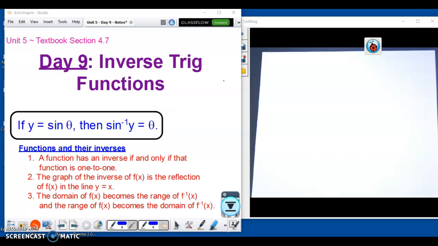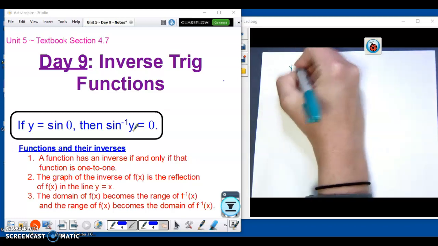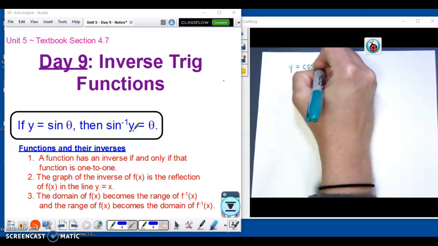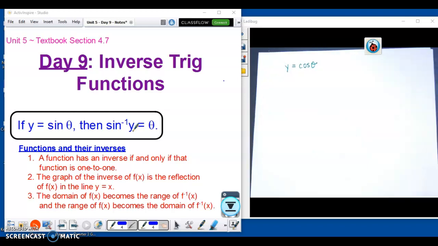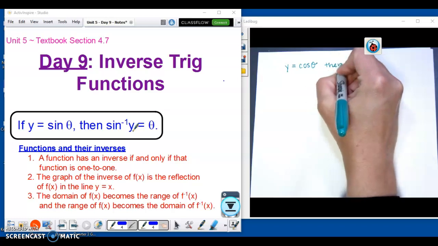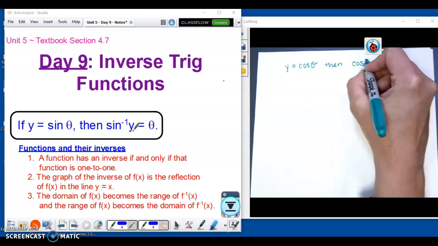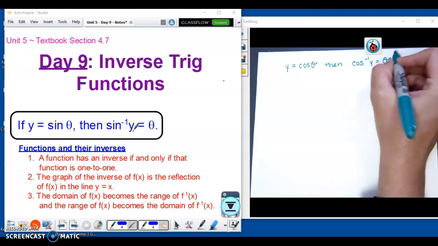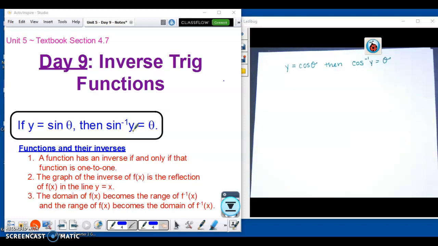Okay, so looking at day 9 in Unit 5, we're looking at inverse trig functions. A couple of things here that I want to make sure that we know. Whenever they refer to y equals sine theta, the inverse of that would be sine to the negative 1 of y. Like if we have y equals cosine theta, the inverse would be cosine to the negative 1 of y equals theta. If you remember inverses, the symbol is always negative 1.